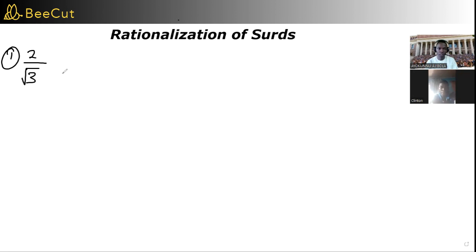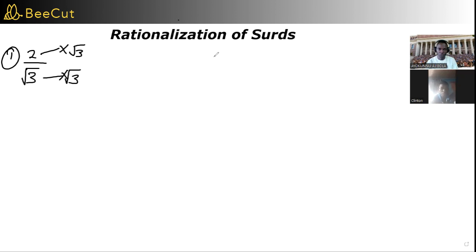And how do I rationalize? I'm going to multiply both the numerator and the denominator by the denominator. The numerator times root 3 and the denominator times root 3. That is, you're multiplying both up and down with what is at the bottom.